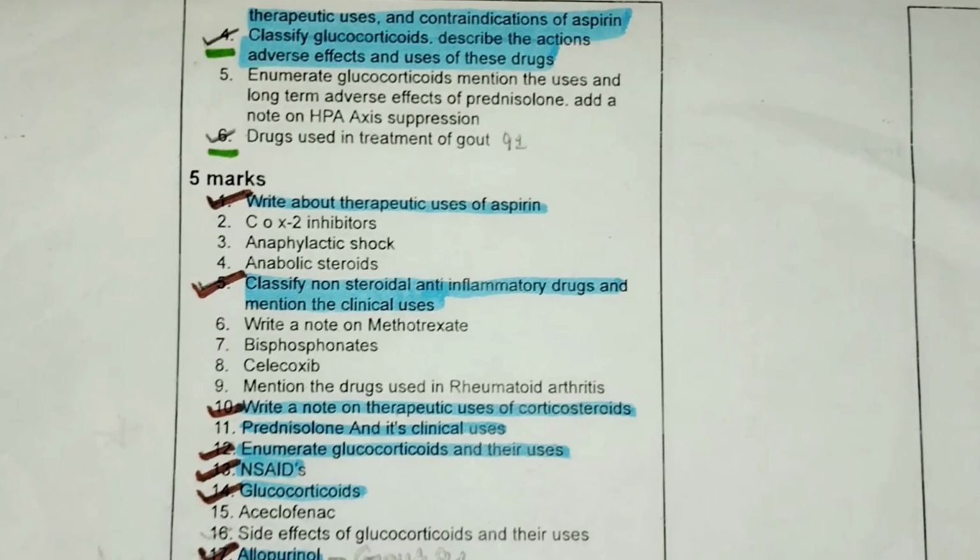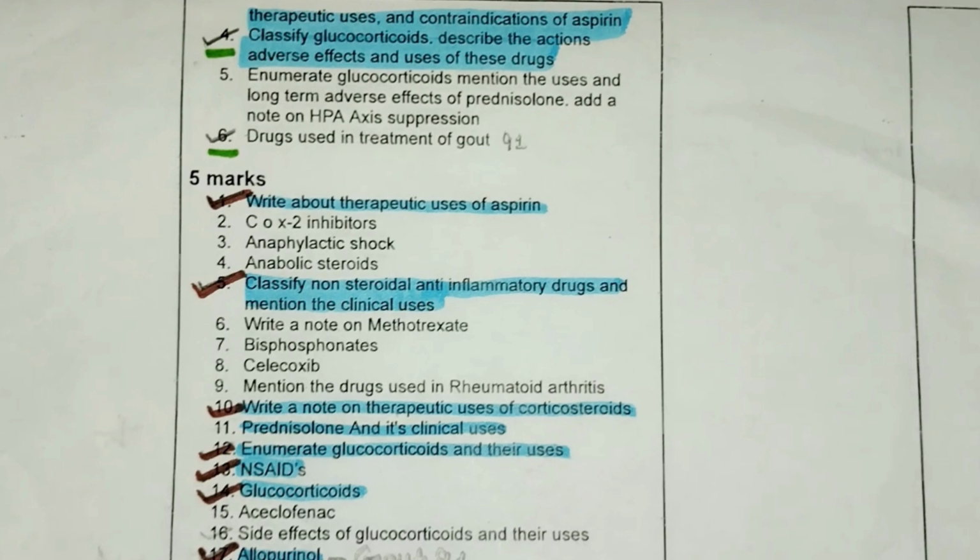Now coming to the 5-mark questions. First one, write about the therapeutic uses of aspirin. Second one, COX2 inhibitors. Third one, anaphylactic shock. Fourth one, anabolic steroids. Fifth one, classify non-steroidal anti-inflammatory drugs and mention the clinical uses.